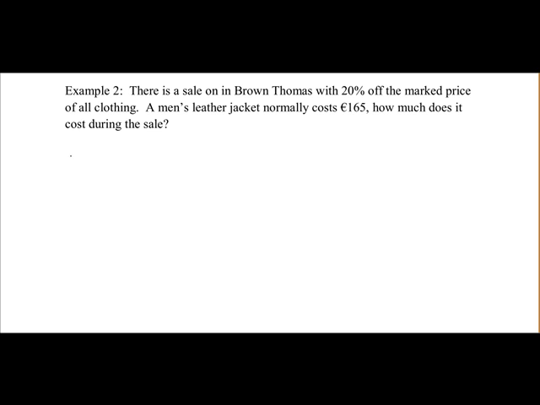So 20% of €165. 20%, if converted to a decimal, is 0.2. So when you're converting to a decimal, you just divide by 100. So we're looking for 20% of 165. That's 0.2 multiplied by 165. When we multiply that, you should get an answer of €33. So 0.2 multiplied by 165 is €33. So 20% of 165 is 33.